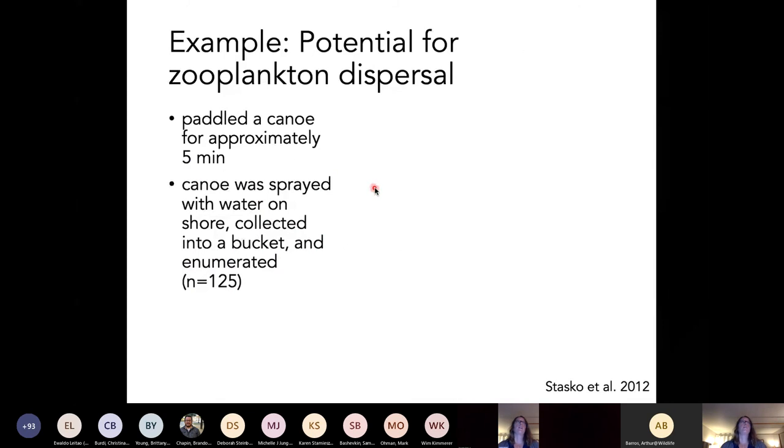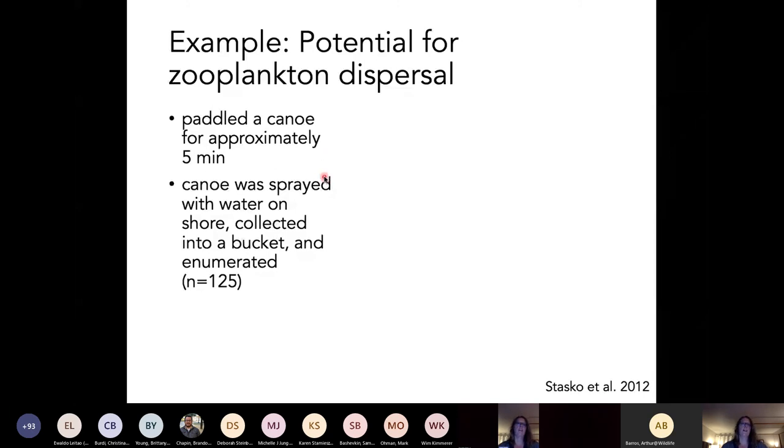Just as an example of the ability of zooplankton to disperse, I want to talk about a study that I did with some undergraduate students. What they did is paddle a canoe for approximately 5 minutes in a lake. These are lakes that don't have any invasive species in them, but just to illustrate how good zooplankton are at getting around.